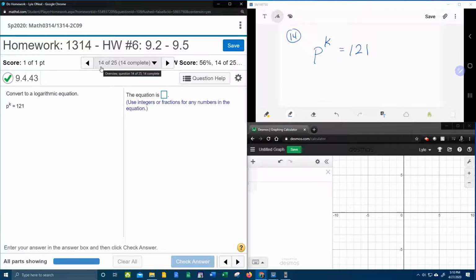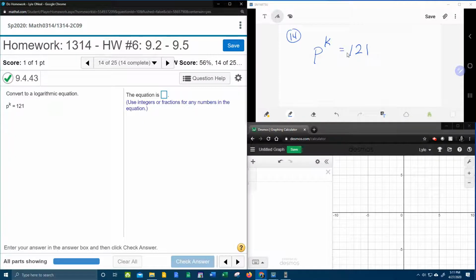Right, here we go. Question number 14 in our college algebra, homework number 6 in MyLab Math. It says to convert to a logarithmic equation. So what I'd like you to notice is that this equation they gave us is exponential. We have a base and a power, so this is an exponential equation. They want us to convert to a logarithmic equation. And the way I teach this, this is so freaking easy, okay?